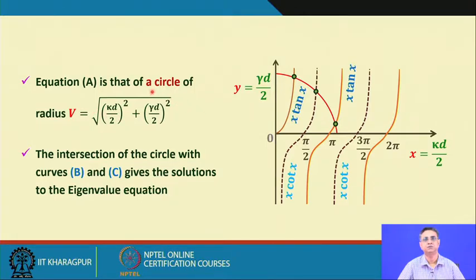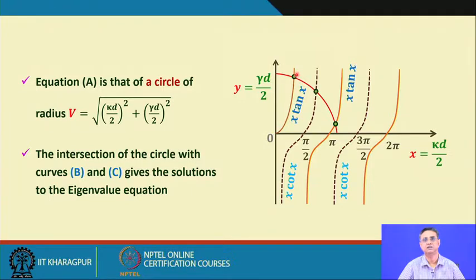So, we plot them because we are looking for the solution of the modes. So, this is your x tan x, this is your x cotangent x, appearing alternately. And now, I draw a circle of radius V, which is equal to this. So, at this point it will be gamma d by 2 and at this point it will be kappa d by 2. So, the points of intersection of the circle with the curves b and c give the solution to the eigenvalue equation.